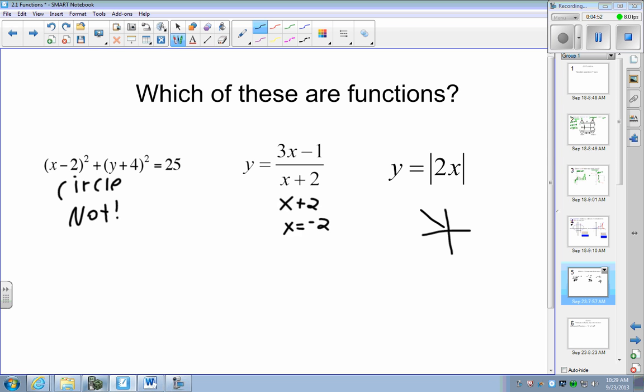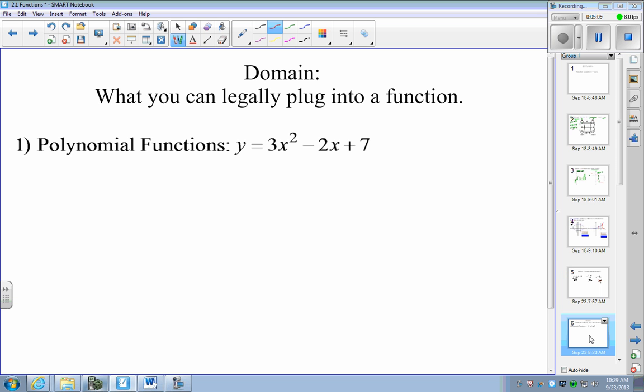Here, we have the absolute value of y is equal to 2x. Now, if we use the vertical line test on this one, we can clearly see that this one is also a function. All right, now let's go ahead and move on to domain and discuss where a function can be a function.